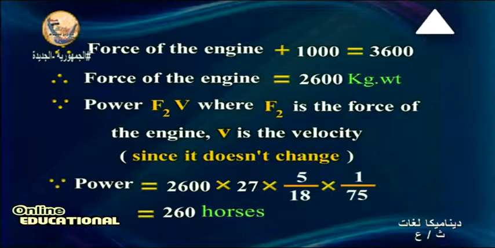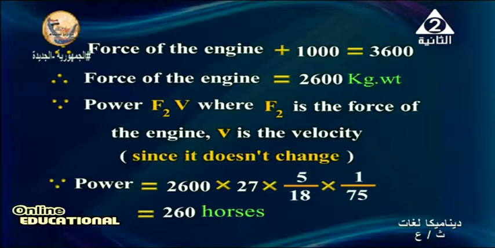And we know that the power when the train ascends the inclined plane equals 460 horse. When it descends the plane, the power equals 260 horse. The power is decreasing when the train descends the inclined plane.